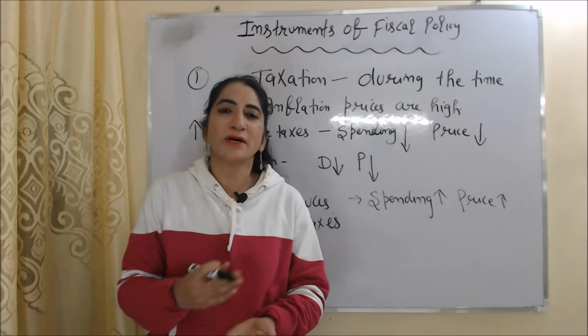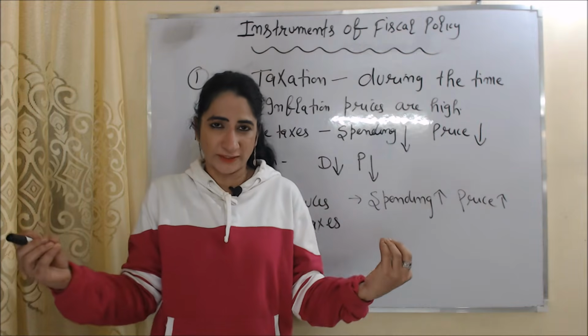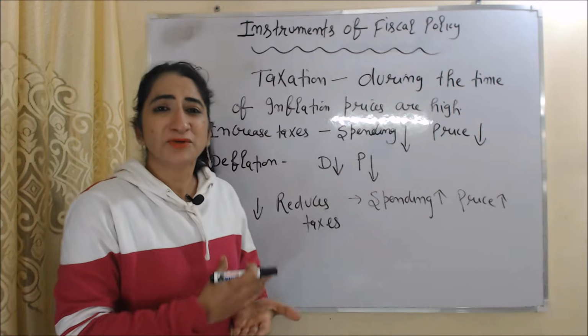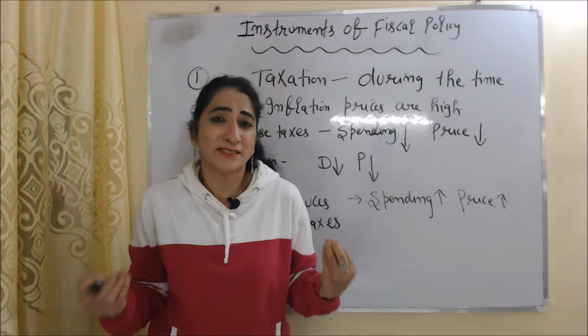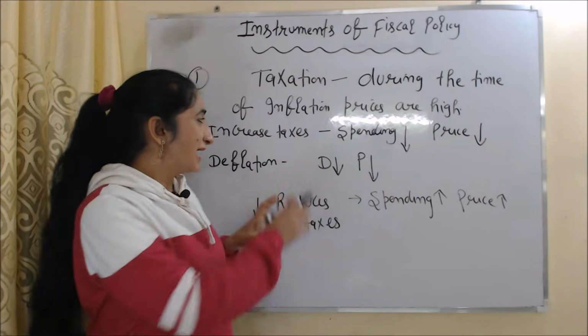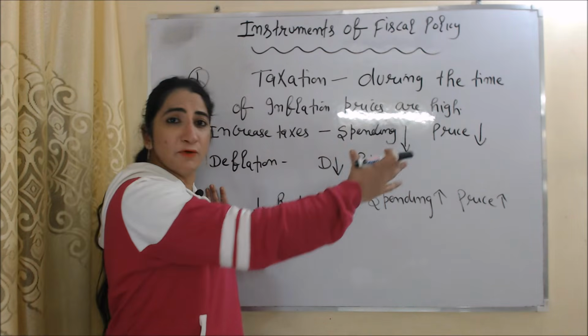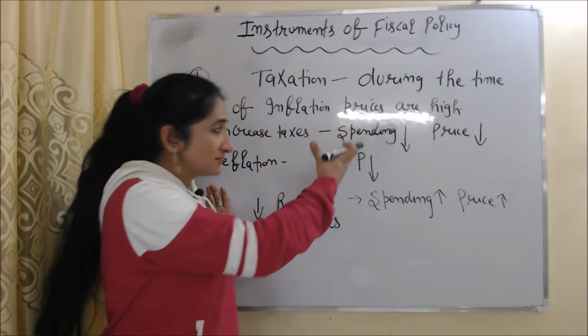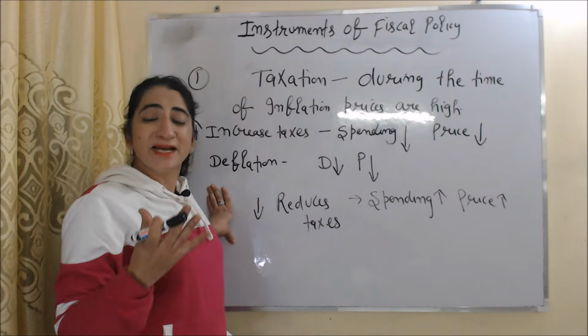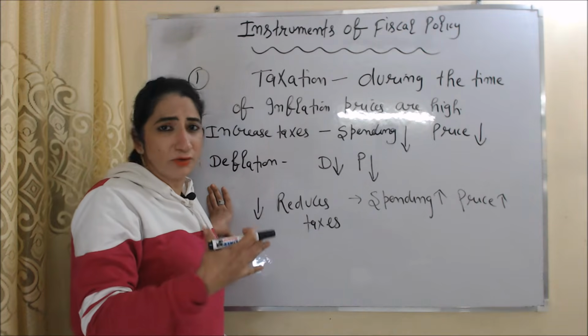Now we are going to talk about instruments, or we can say the tools, of fiscal policy. First instrument of fiscal policy is taxation. During the time of inflation, prices are very high. To control inflation, government increases taxes. As government increases taxes, spending falls, means demand of people falls. As demand falls, prices also fall. This process will continue until price becomes stable, neither too high nor too low.